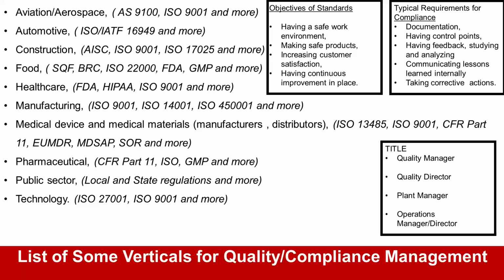Every single industry has different quality management standards or regulations. You may be in the automotive industry, you may be in construction or pharma. As you see, there are different standards that you need to be compliant with. And all these standards have certain objectives in place. They try to have you create a safe work environment, have safe products being manufactured, increase customer satisfaction, and of course, make sure you have continuous improvement in place in your company.